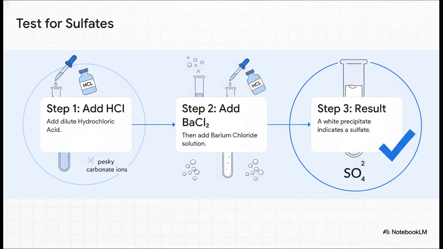Well, it's to get rid of any snaky carbonate ions that might be there, because they could mess up your result. So acid first. Then you add a few drops of barium chloride. If you see a thick white solid, that white precipitate form, you've got yourself a sulfate.